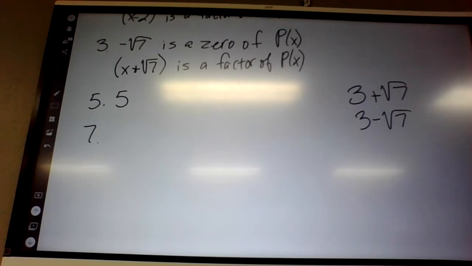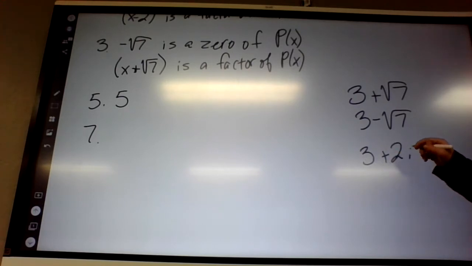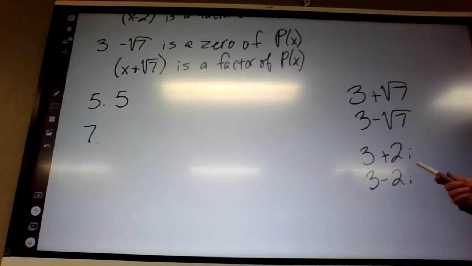And number 9 is complex root theorem, is like the imaginary version of this. If 3 plus 2i is a root, 3 minus 2i is a root, that's the imaginary or the complex root theorem. That only works when your coefficients are real. So the last one, number 9, is real.